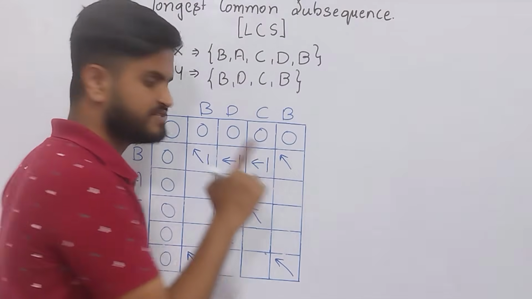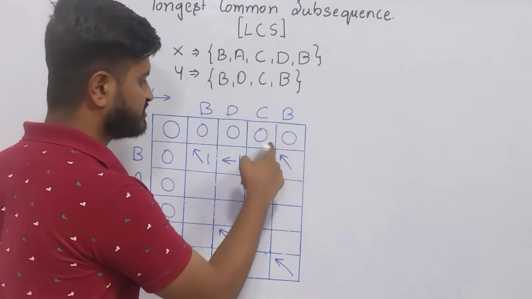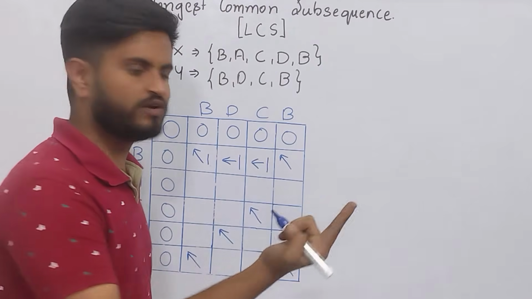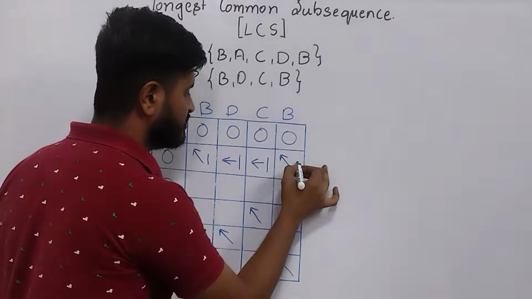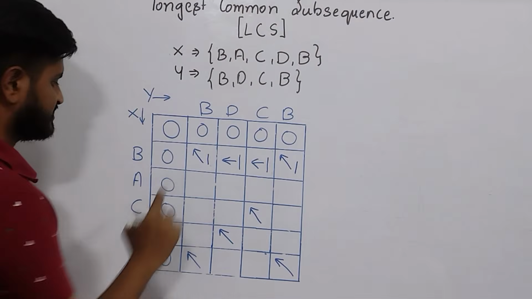Now here there is an arrow tilted towards 0. So what should we do? We must add 1. 0 plus 1 will be 1. That's all. Now let's come here.